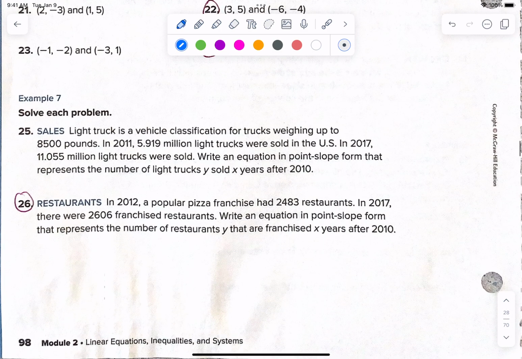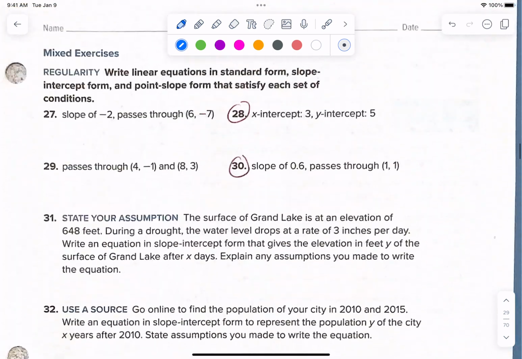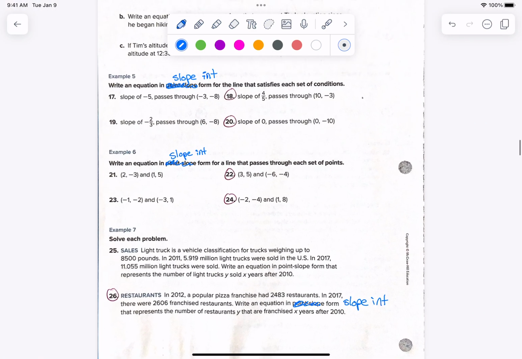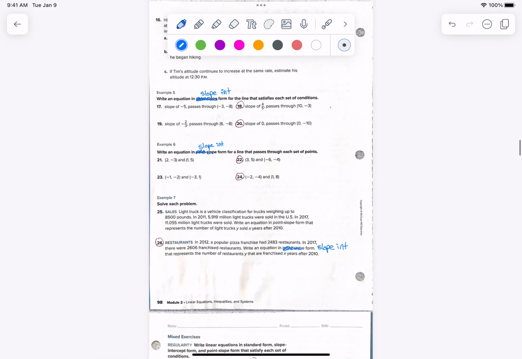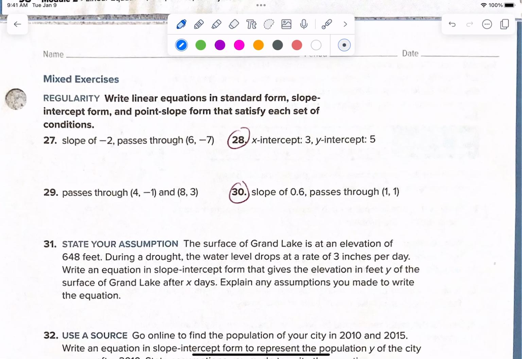What about 26, 28? 30 is slope intercept. 26 is point slope. So those 3 spots, change that from point slope to slope intercept. Got it? We're not doing point slope form. And on 28 and 30, you just do slope intercept form and standard form. So point slope form is just gone altogether. Just skip it.